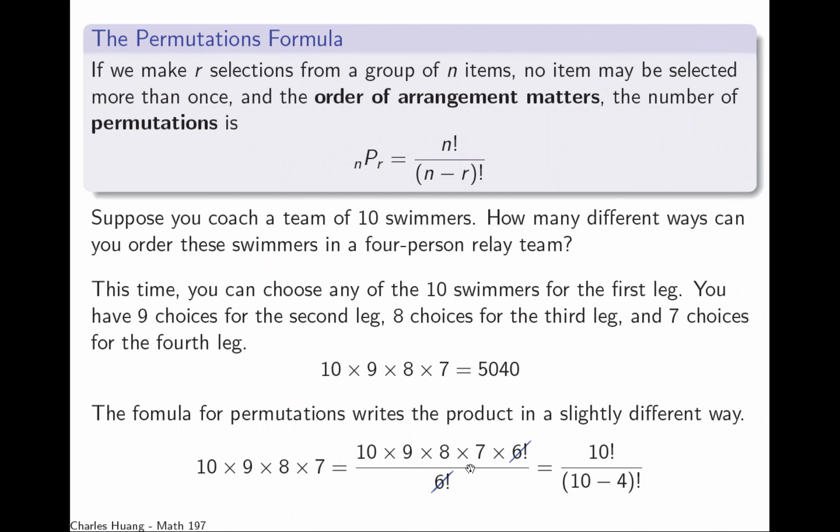So you notice we factor out the 6 factorial part, 6, 5, 4, 3, 2, 1. If we multiply everything together, we have 5,040 ways.